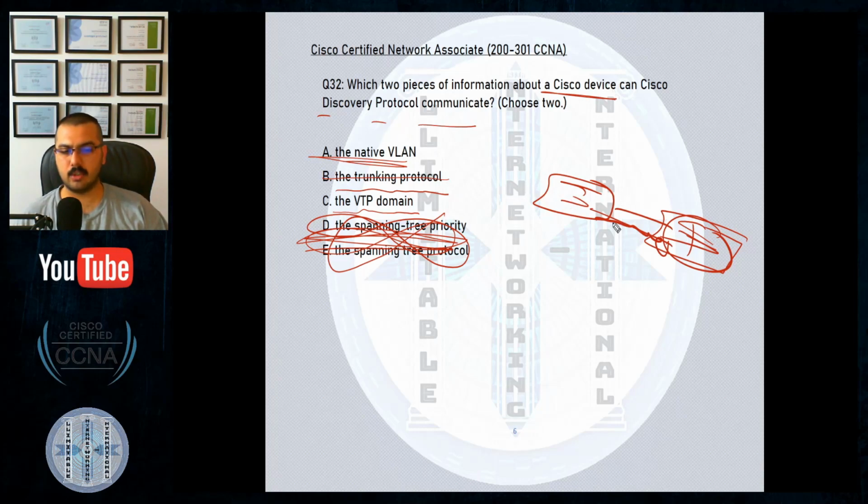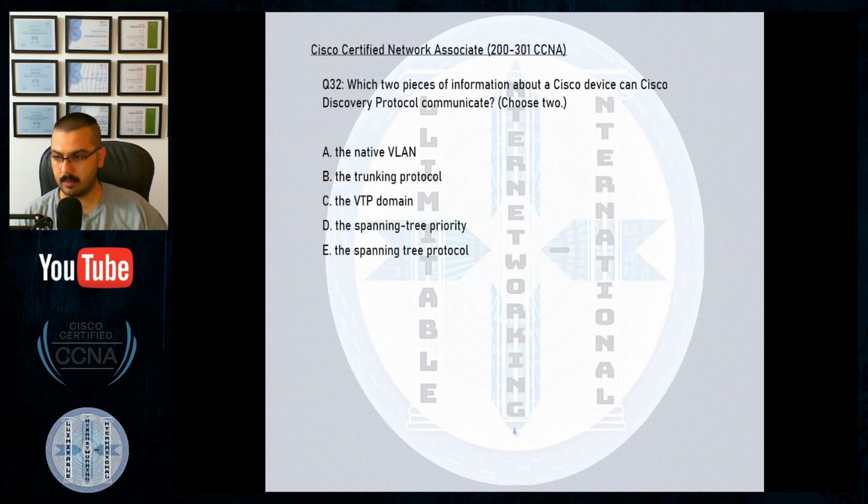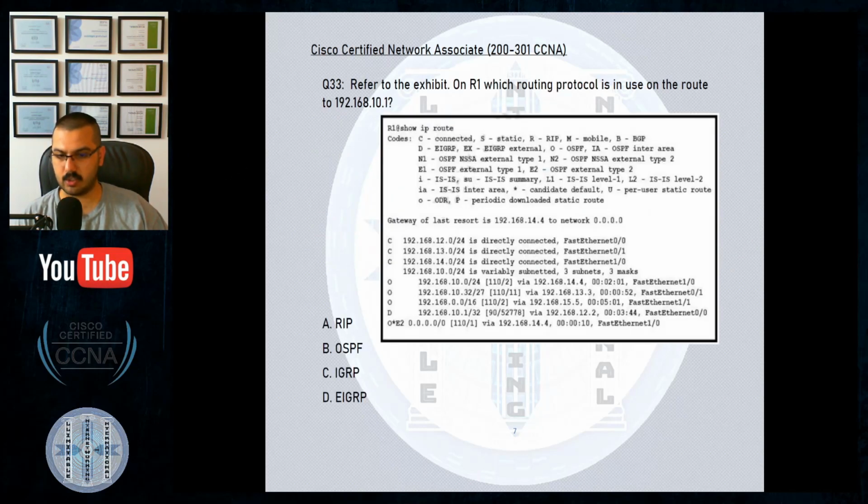But if you establish a lab on Packet Tracer or on GNS3 or even GNS, and enable CDP on both devices, and hit something like show CDP neighbor detail, hit enter, and see all the exact details and all those specific details about your neighbor. Mostly we'll find the native VLAN and the VTP as part of those information about your neighbor. Okay, so that will be A and C for this question.